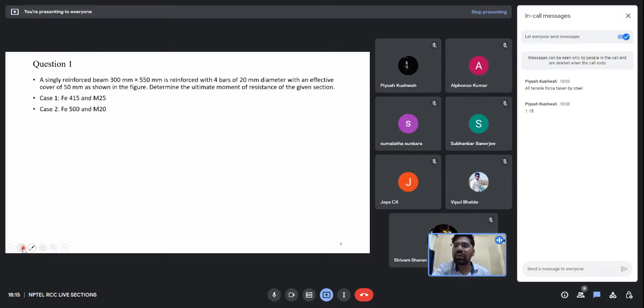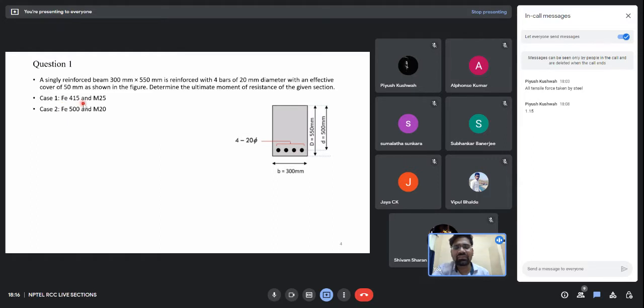So let me read out this problem. The problem says a singly reinforced beam 300 mm by 550 mm is reinforced with 4 bars of 20 mm diameter with an effective cover of 50 mm as shown in the figure. Okay, so this is the figure. Determine the ultimate moment of resistance of the given section for this case 1 and case 2.